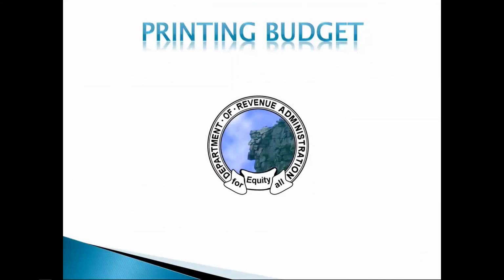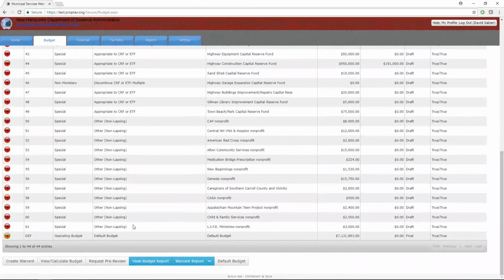Okay, we'll talk about printing your budget now. At any point, you can print your budget by going to the View Budget Report button. The first time you go into the system and you want to print the budget, you'll have to select the View Calculate Budget button first. That will actually aggregate all of your warrant articles together.